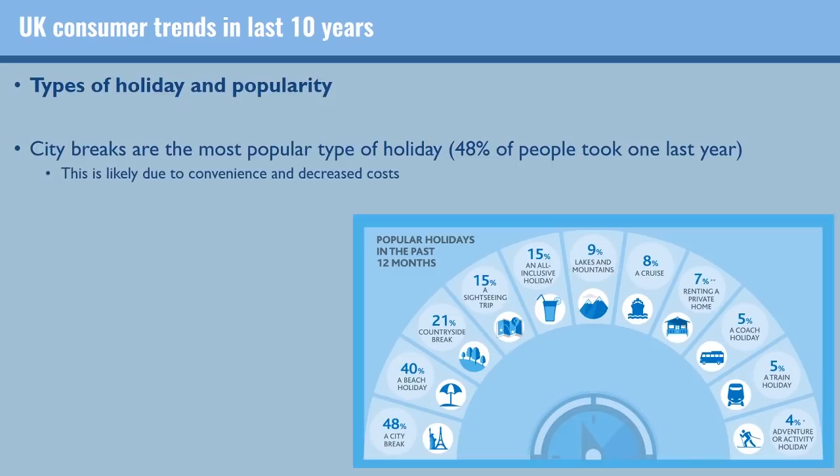In terms of the types of holiday, city breaks are the most popular type of holiday. 48% of people took a city break last year. Obviously that's going to be primarily down to convenience and decreased costs, but there is also a trend towards the increased popularity of city breaks. And we'll come into that in a little bit more detail. As you can see from that graphic, which is from that ABTA report, 48% took a city break, 40% a beach holiday. You've got countryside breaks, a sightseeing trip, all-inclusive holidays, and then there are a lot of other options as well. Those are the types of holidays and the ones that are the most popular.